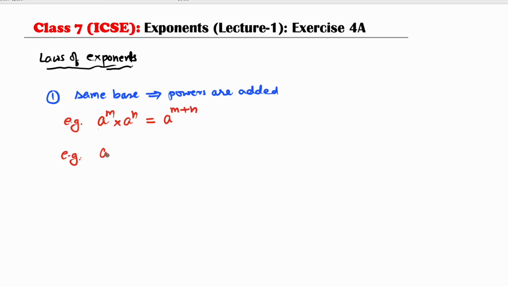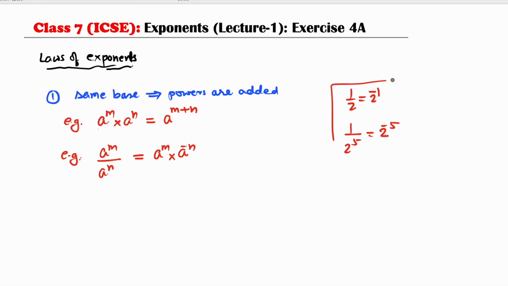Suppose it is written a to the power m upon a to the power n, then what do we do? Here the base is the same. Suppose the denominator a is taken to the numerator, then we get a to the power m into a to the power minus n. If we write 1 by 2, then it can also be represented as 2 to the power minus 1. If we write 1 by 2 to the power 5, then this is represented as 2 raised to minus 5. This is just a representation. If we take the denominator to the numerator, then it is represented with a negative sign.